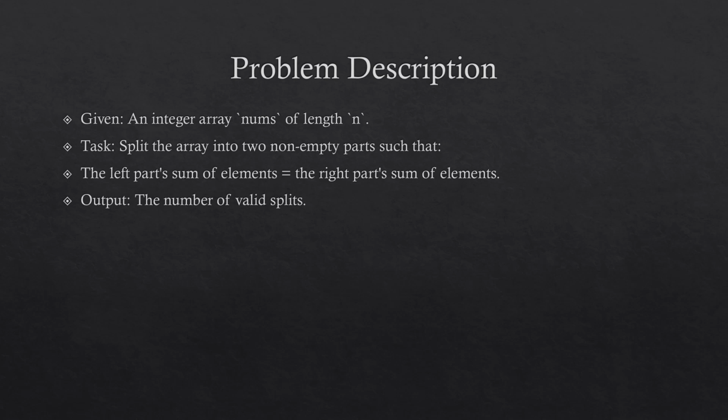Given an integer array called nums, our task is to split the array into two non-empty parts. The goal is to ensure that the sum of elements in the left part is greater than or equal to the sum of elements in the right part. We need to determine how many valid splits are possible.